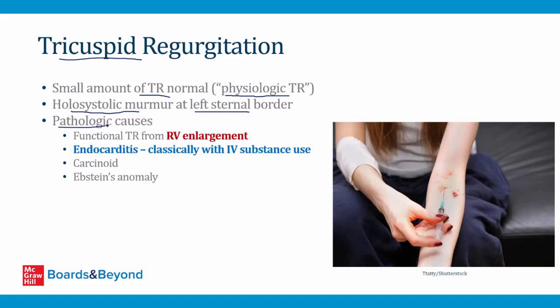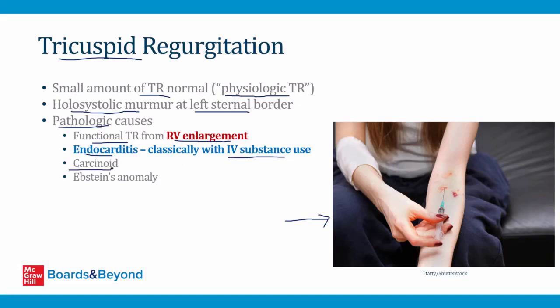And there are a number of pathologic causes of tricuspid regurgitation. Most of them are fairly obvious if you think about it. So you can get functional tricuspid regurgitation if the right ventricle is dilated. So for example, a patient with pulmonary hypertension who has an enlarged right ventricle is going to have a substantial amount of tricuspid regurgitation because the ventricular enlargement is pulling the leaflets apart. Endocarditis, especially associated with IV substance use, classically leads to tricuspid regurgitation. So remember, patients with substance use disorders can inject bacteria into their veins when they're trying to inject drugs. And from the veins, those bacteria will go directly to the tricuspid valve, and that's where the endocarditis will develop, and that often leads to tricuspid regurgitation.